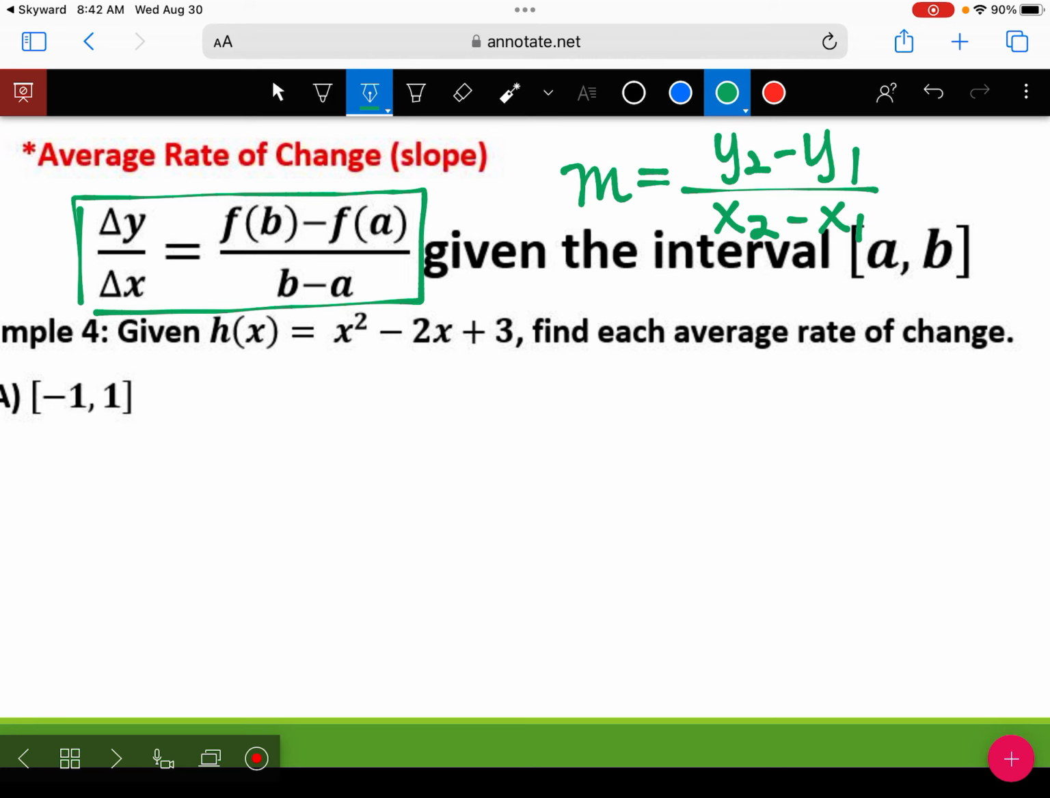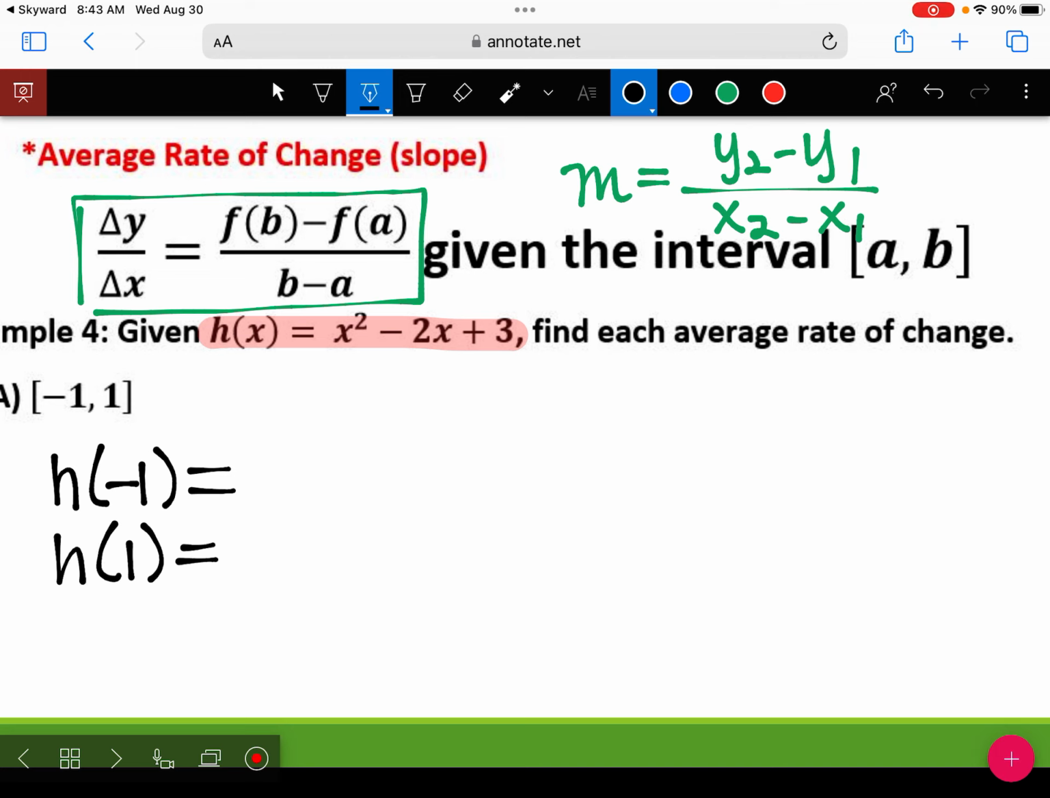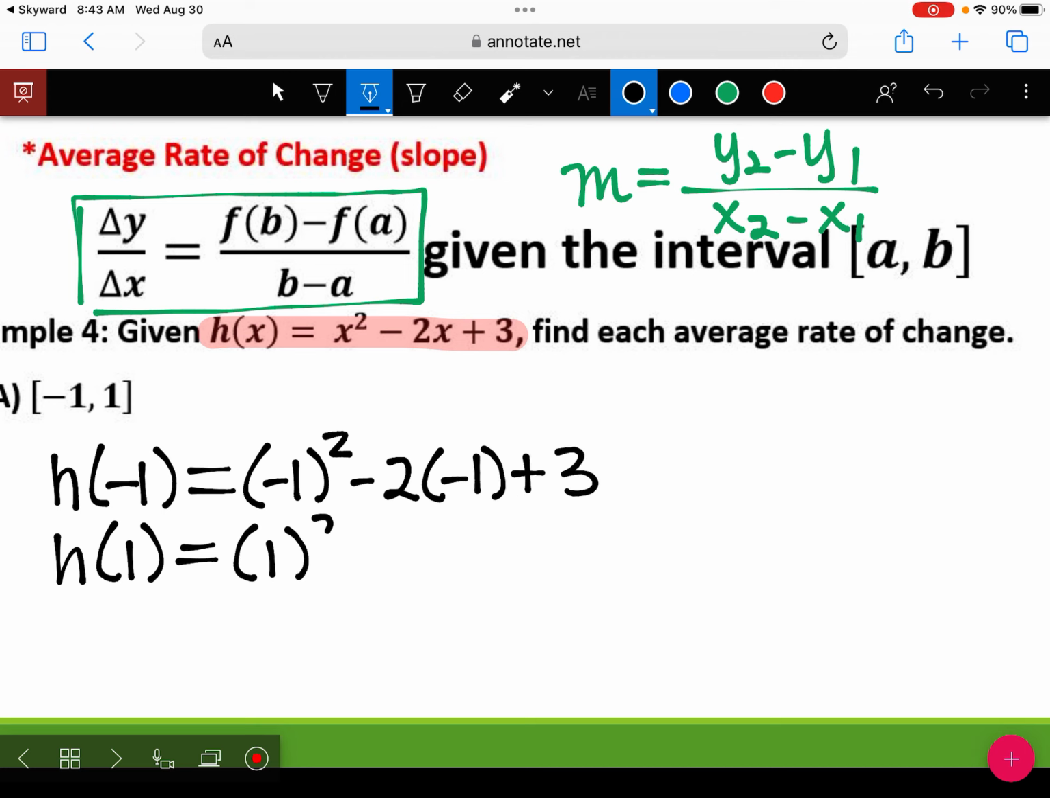Okay, so we have this function here. These two values in the bracket represent x1 and x2. So your first step is going to be to find h of -1 and h of +1. So I'm going to quickly substitute in a -1 in my function. And I'm going to do the same thing for +1.